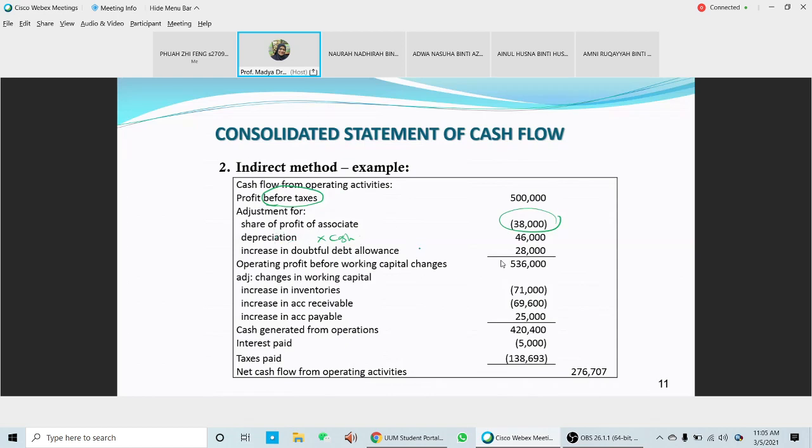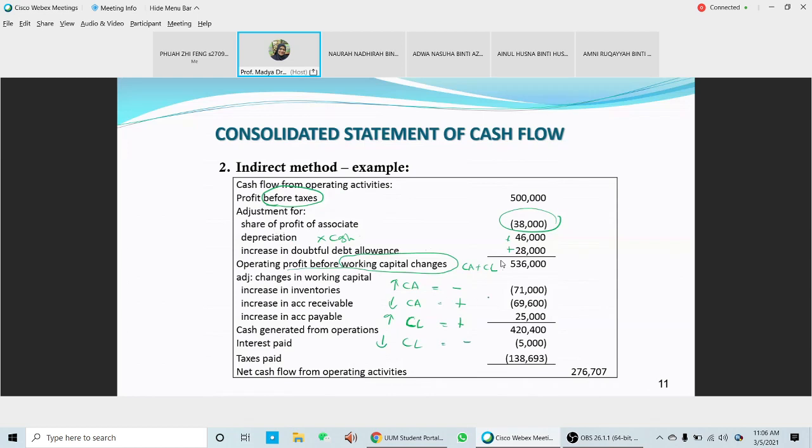The same thing for your bad debts and doubtful debt allowances. You need to add this back, so plus. And then you have operating profit before working capital changes. Working capital changes here refers to the changes in your current assets and current liabilities. For an increase in current assets, you need to minus. A decrease in current assets, we need to plus. An increase in current liabilities, we have to plus. A decrease in current liabilities, we need to minus.